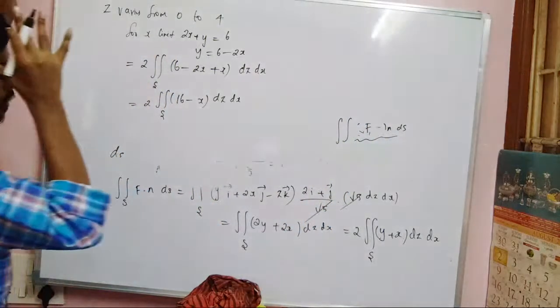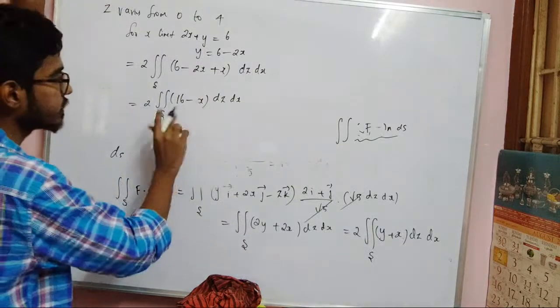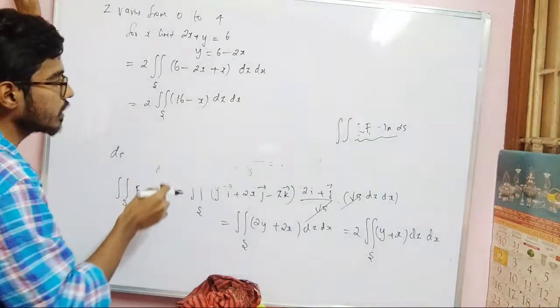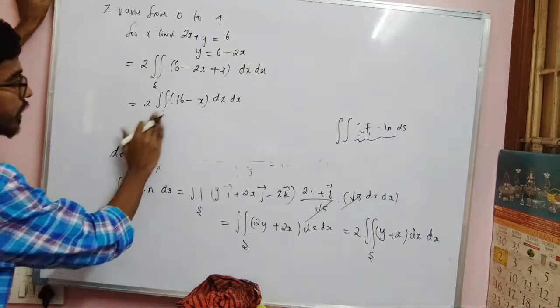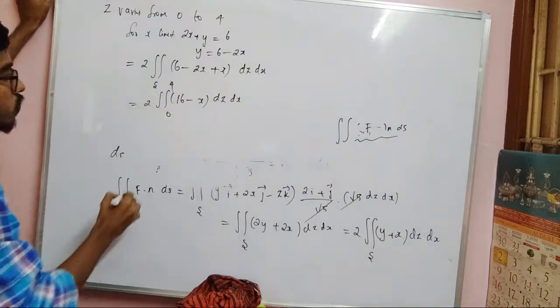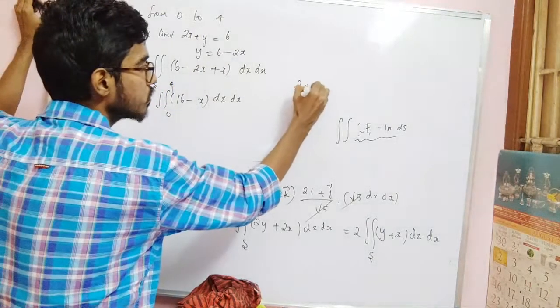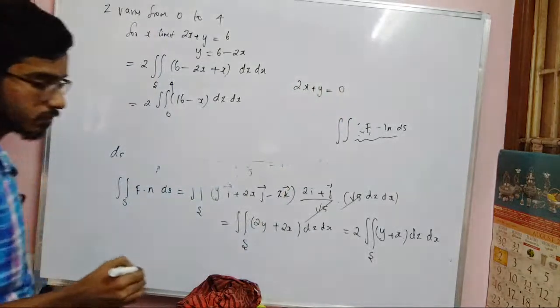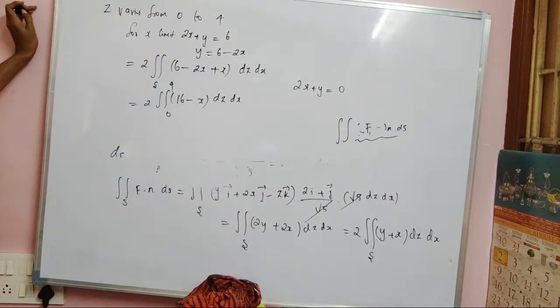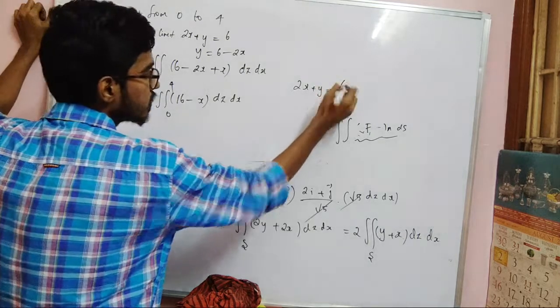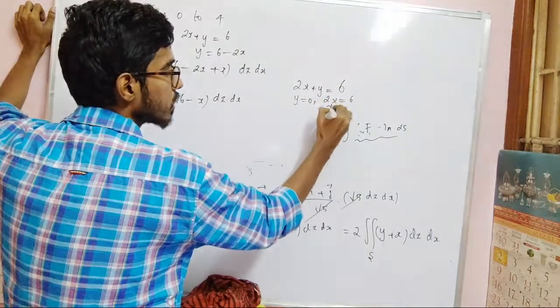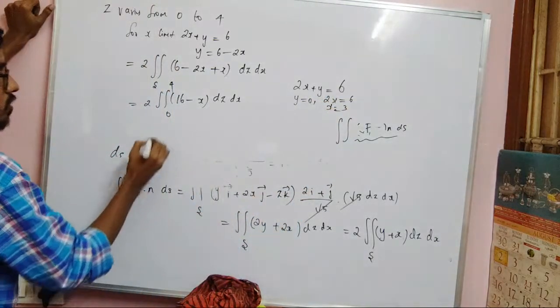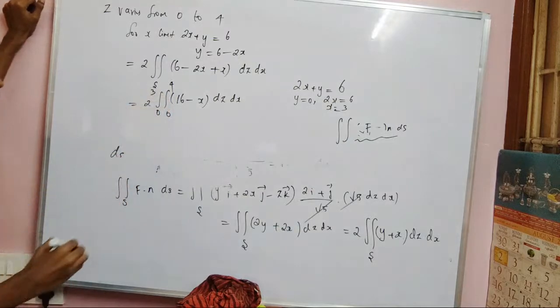So we need to find the x limit and the z limit, right? Clearly the z limit is from 0 to 4. For the x limit, we need to substitute in 2x plus y is equal to 6, which is a surface. To find the x limit, put y is equal to 0. So we have 2x is equal to 6, that means x is equal to 3. So the limit for x is 0 to 3.